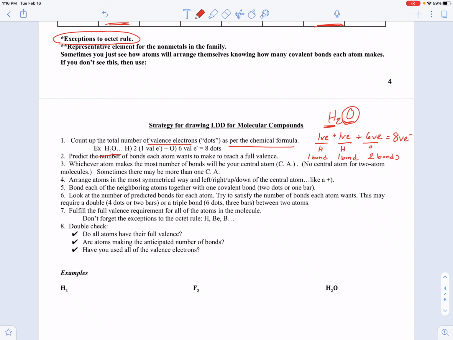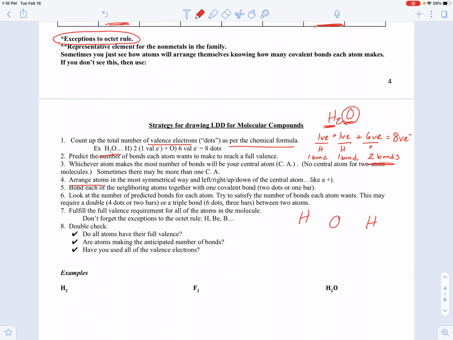So I'm just taking notes here just so that you can see things I'm thinking about. Whichever atom makes the most number of bonds is going to be our central atom. So if there are only 2 atoms in the whole molecule, then there can't be a central atom. But if there are more than 2, then you want to put one of them in the middle. So that means I'm going to put oxygen in the middle, and then I'm going to arrange the other atoms around it as symmetrically as possible. I like going left to right and then up and down. So I'm going to put 1 hydrogen here to the left and then 1 hydrogen over here to the right. So oxygen is in the middle because it's making the most number of bonds, makes 2 bonds. And I'm putting hydrogen on either side of it.